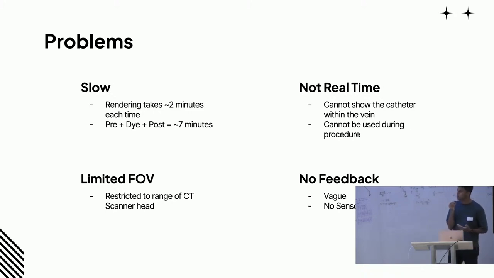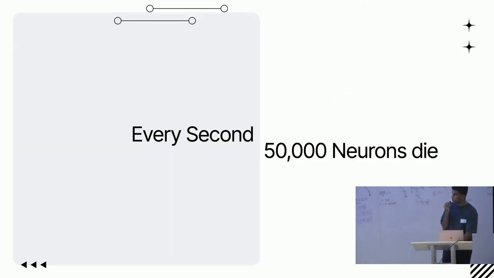You have a limited field of view. A CT scanner head can only move roughly 120 degrees. You don't have a full 3D reconstruction of the blood vessel, and it cannot be used, as previously mentioned, during the procedure. And there's also no feedback. You are simply at the mercy of a doctor's training, which, although trustworthy, is something that you cannot verify through something as rigorous as a computer algorithm.